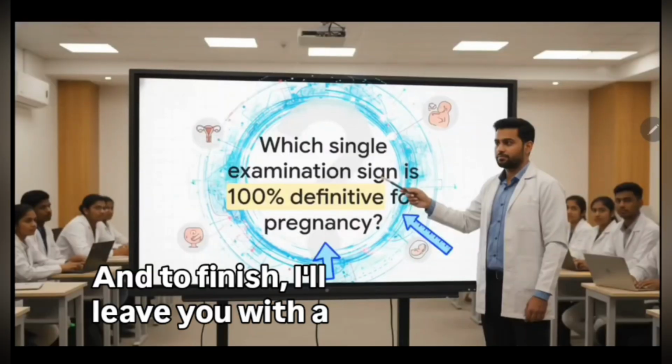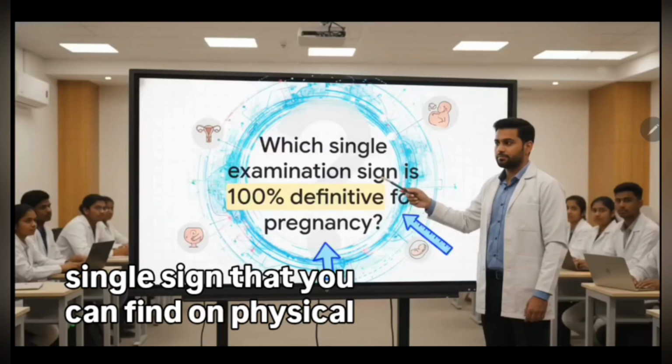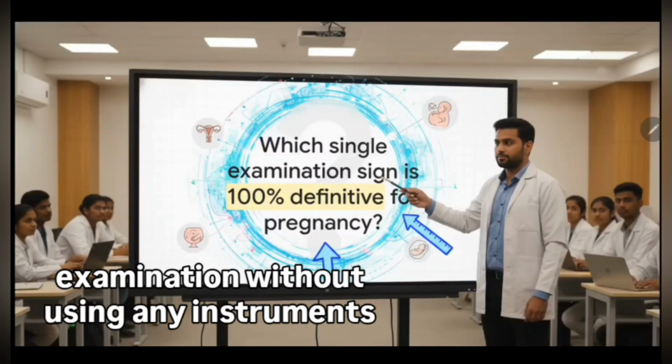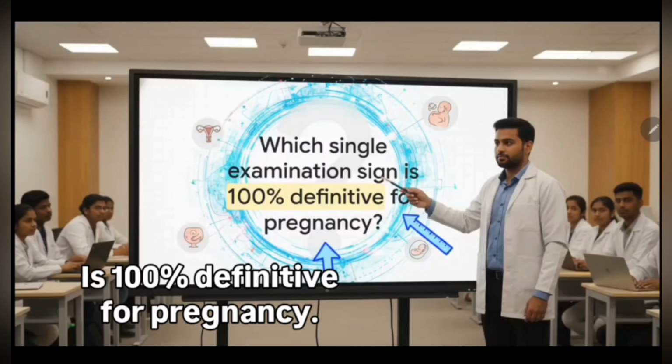And to finish, I'll leave you with a question to think about. We've discussed so many signs, but which single sign that you can find on physical examination without using any instruments like a Doppler or an ultrasound is 100% definitive for pregnancy?